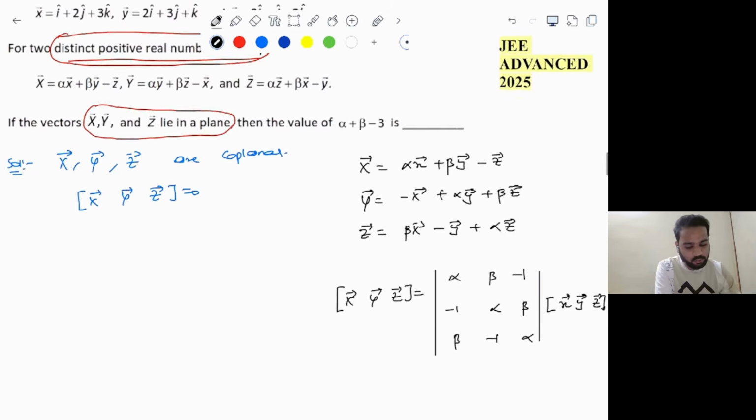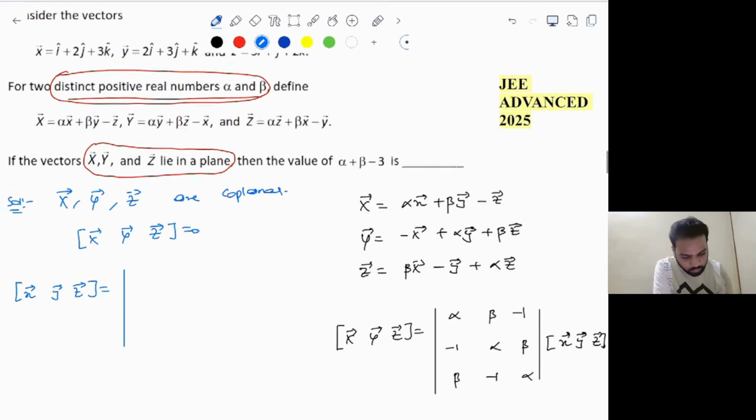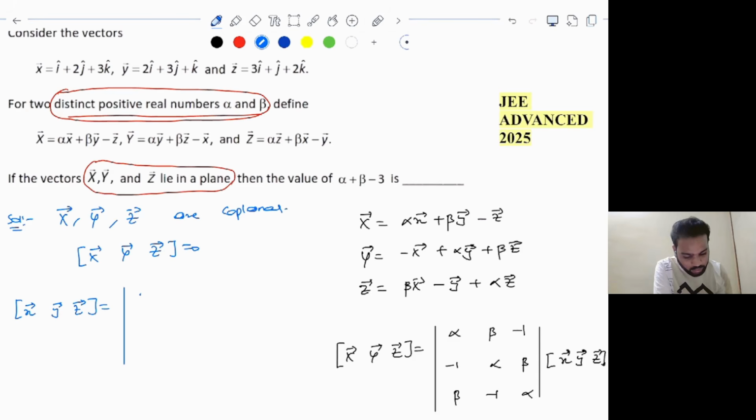Okay. So for this, we need the value of what? The box product of small x, small y, small z. So let's try to calculate that here. So how do we find the box product of any three vectors? We just find the determinant value, right? So let's do that. Determinant of, if you look at the question, small x is given as i plus 2j plus 3k, nothing but 1, 2, 3, and then 2, 3, 1, and then 3, 1, 2.